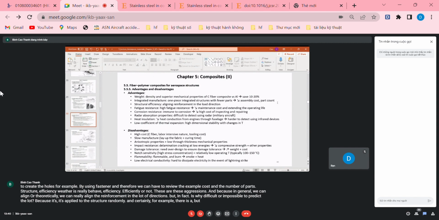And certainly, for example, if a bird collides with your structure, like the cover of an airplane, whether the part will be damaged or it can survive. Of course, we have to predict, we have to design, but basically it's almost impossible to calculate or to consider all situations.